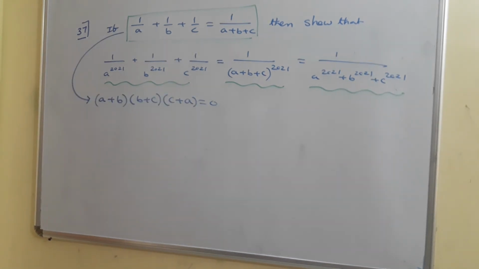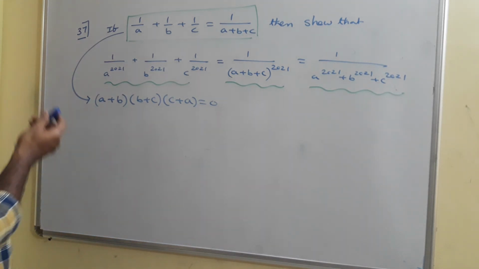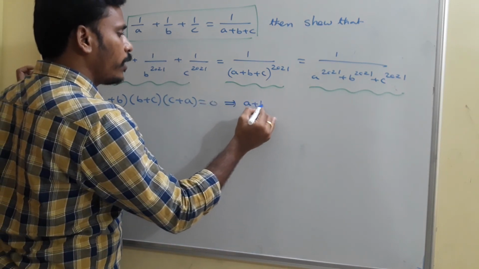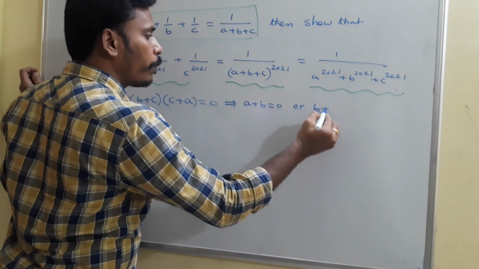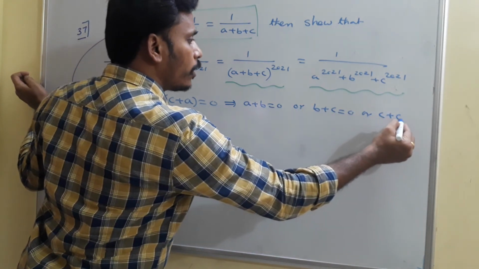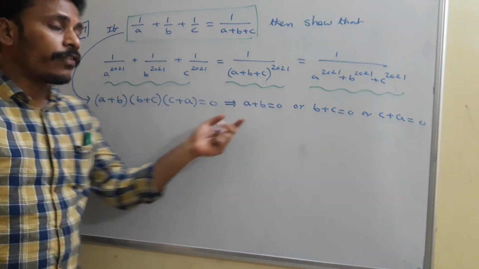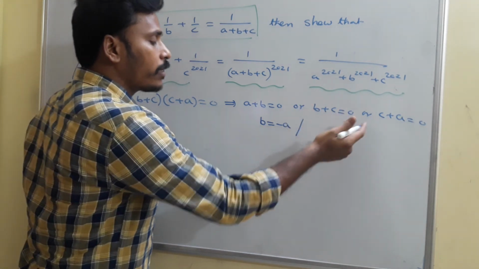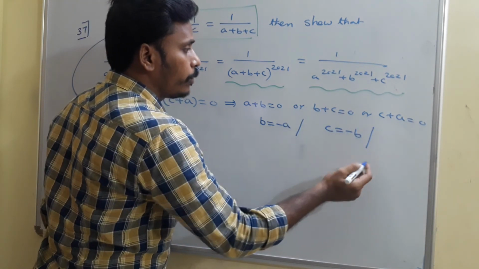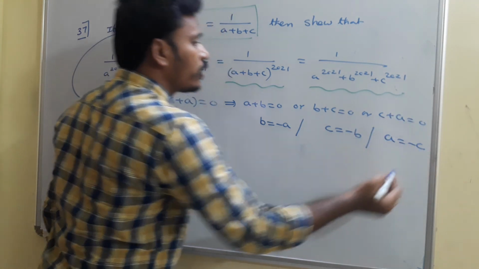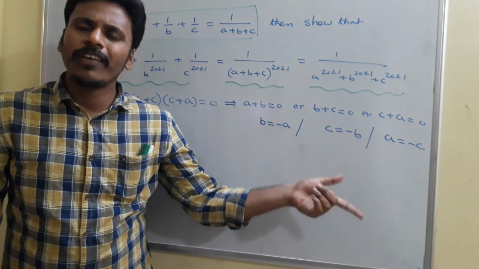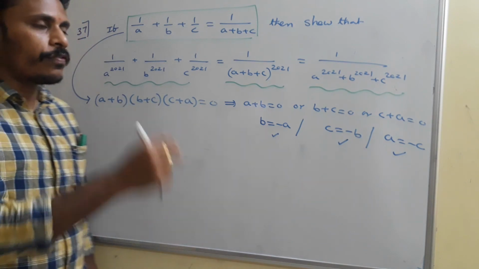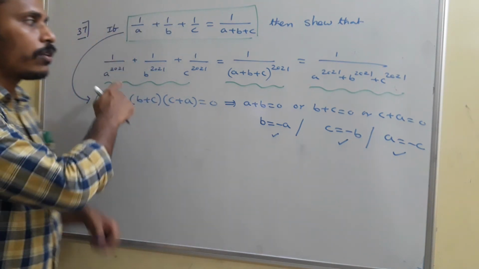If a plus b into b plus c into c plus a is equal to 0, then it means that any one of these three is 0. That implies a plus b is equal to 0 or b plus c is equal to 0 or c plus a is equal to 0. See, if a plus b is equal to 0, then b is equal to minus a. If b plus c is equal to 0, c is equal to minus b. If c plus a is equal to 0, a is equal to minus c. Any one of these three will happen because it is or. So start with any one of these. In all the cases, there is a chance to prove they are equal.